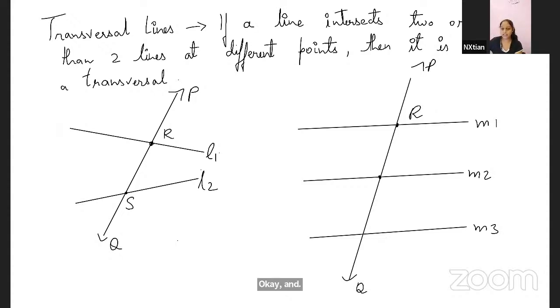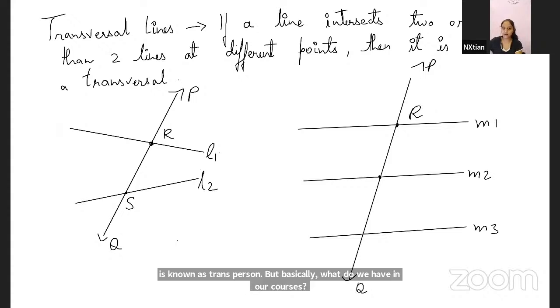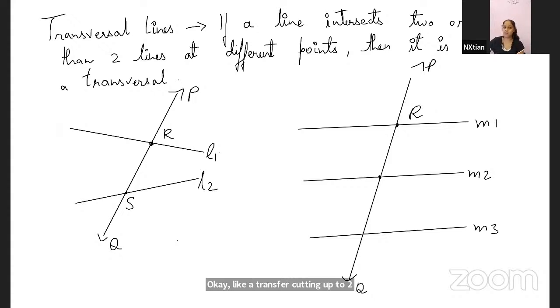But basically, what we have in our course is up to two lines. Like a transversal cutting up to two lines. It can be two parallel or two non-parallel lines. Could there also be three or more? I was going through the chapter, and I don't think there are four or five lines. We mostly have till two lines.